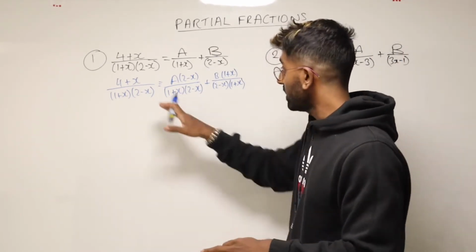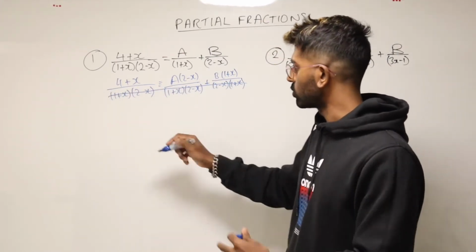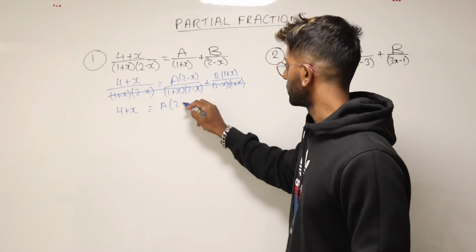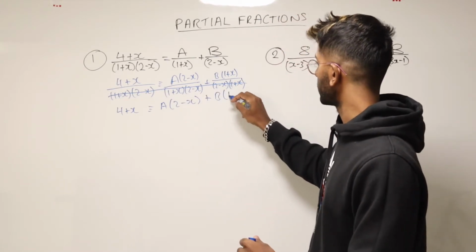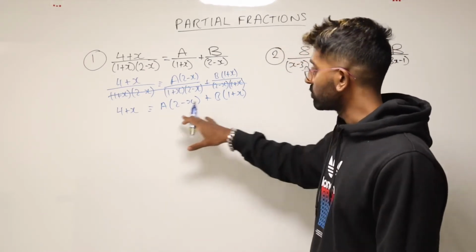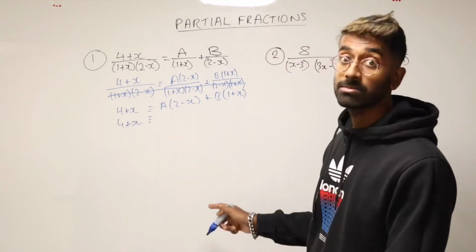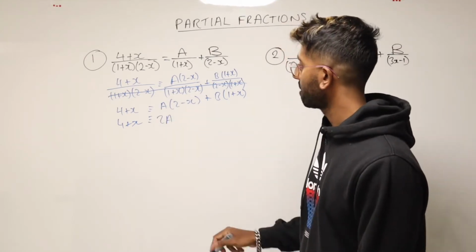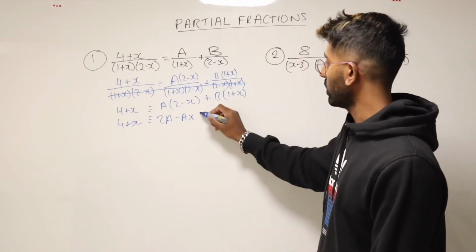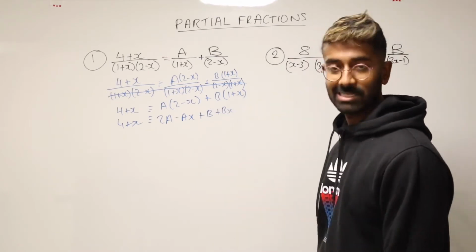Denominators is exactly the same as it is on that side. And so what we do is just get rid of the bottoms and we can focus just on the tops. So you've got 4 plus x should be exactly the same as a times by 2 minus x and b times by 1 plus x. But now what we're going to do is multiply out this side. So we'll keep this as 4 plus x and now times this out. So a times 2, that's 2a. Then a times by negative x, we'll say minus ax. Then we've got b times 1, that's just b. And then we've got b times by x, so plus bx.